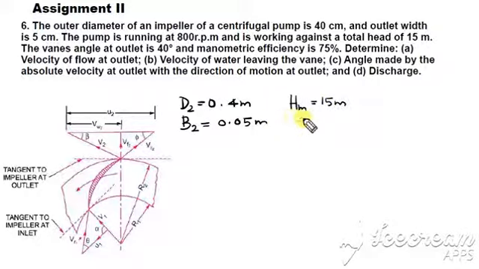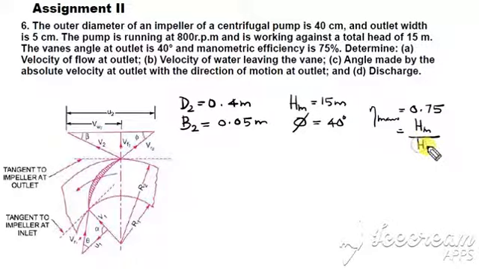And the vane angle at outlet is phi. The angle made by VR2 with U2 is the vane angle at outlet, so that angle is 40 degrees. And the manometric efficiency, eta mano, is 0.75, and we know that manometric efficiency is the manometric head divided by the Euler head, HE. In fact, it is manometric power by impeller power or Euler power, rho g Q HM by rho g Q HE. It is HM by HE, where HE is the Euler head.